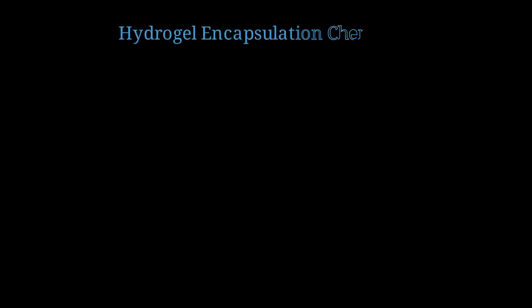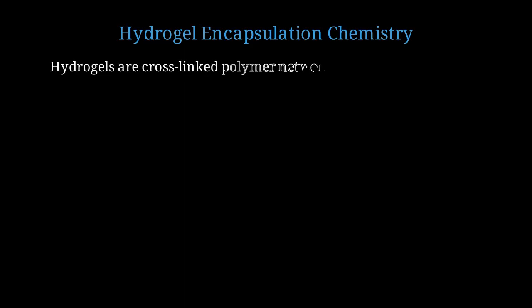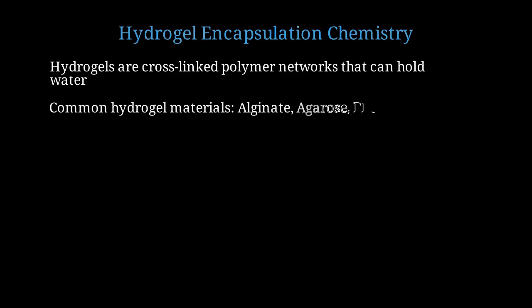Let me now explain the chemistry behind hydrogel encapsulation, which is particularly important for biological applications. Hydrogels are three-dimensional networks of cross-linked polymer chains that can absorb and retain large amounts of water while maintaining their structure. Common materials include alginate, which is derived from seaweed, agarose from agar, and synthetic polyethylene glycol, known as PEG. Alginate gelation is triggered by divalent cations like calcium. When alginate chains encounter calcium ions, they cross-link and form a solid gel network.